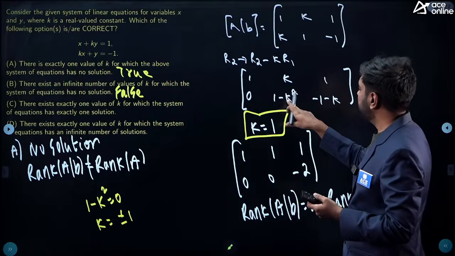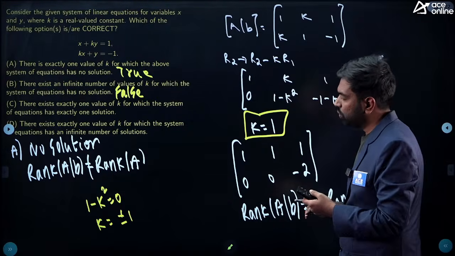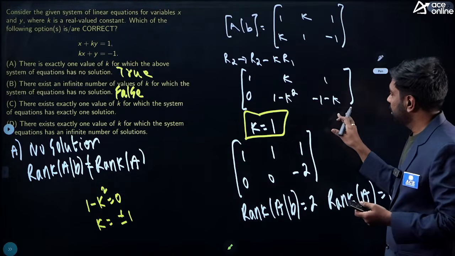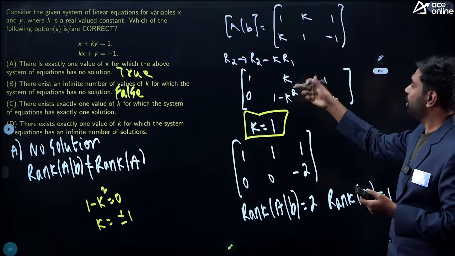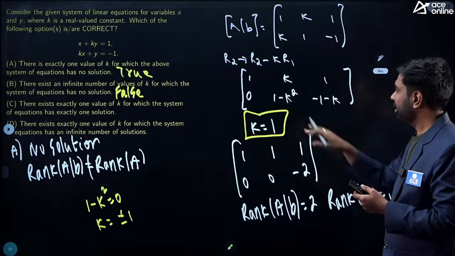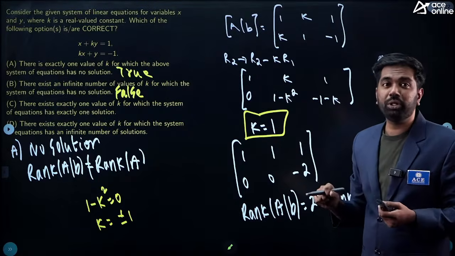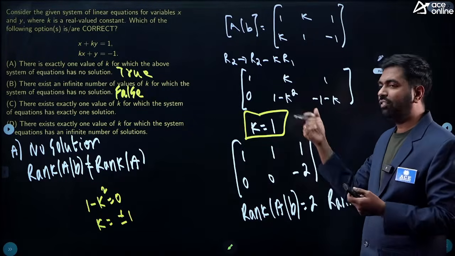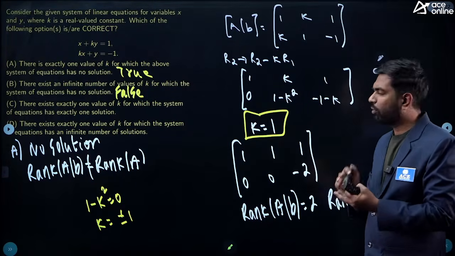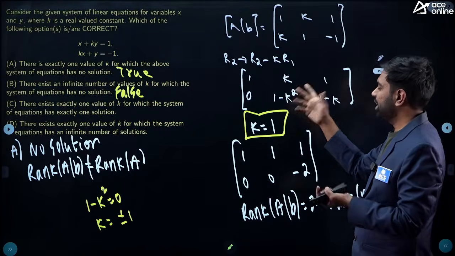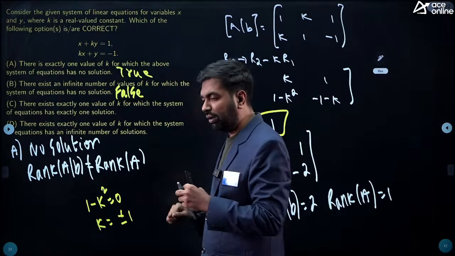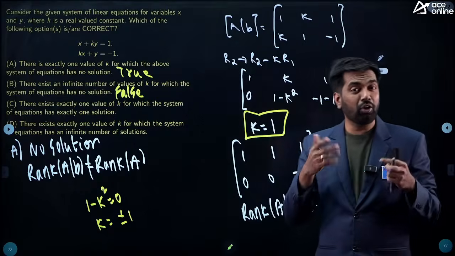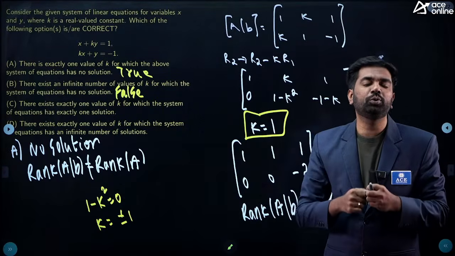See, when is this becoming 0? For plus or minus 1. If this is not 0, if this is not some non-zero element, right, then the rank of AB would be 2. The rank of A will also be 2. So what I want? I want 1 minus k square not to be 0. When is 1 minus k square 0? Only for two values. But when is 1 minus k square not 0? For many values of k.